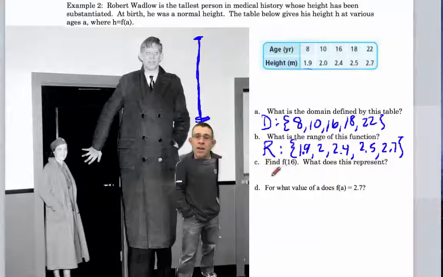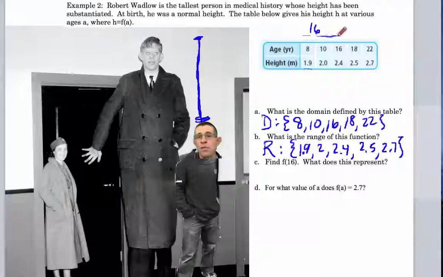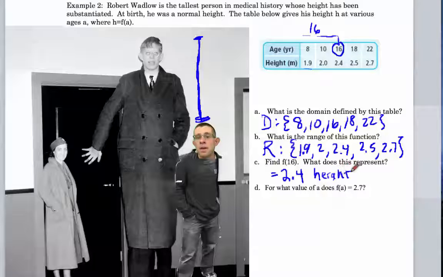Now it asks us to find f of 16 and then asks us, what does that represent? So f of 16 means that 16 is our input. So we're looking for our independent value, that is 16. Here it is. And what is its result? It is 2.4. So f of 16 is equal to 2.4, and this represents his height at age 16.